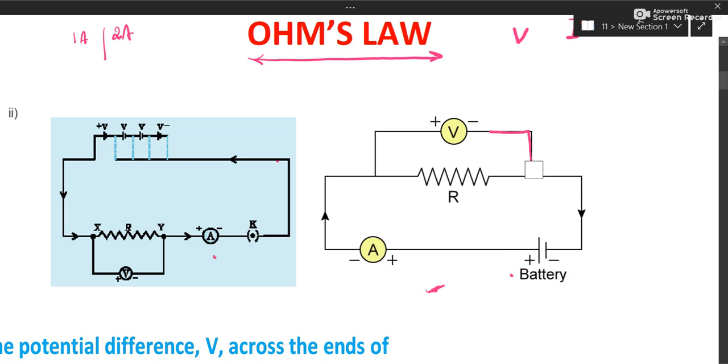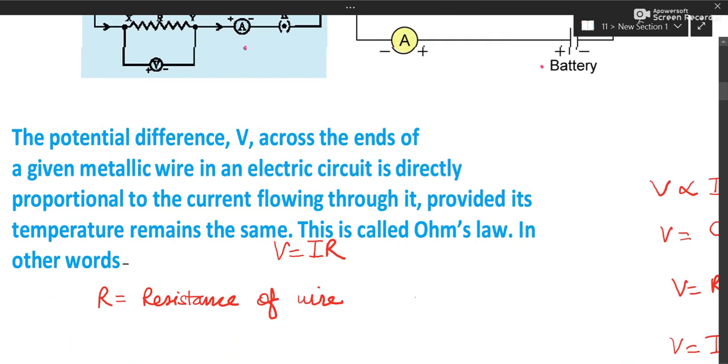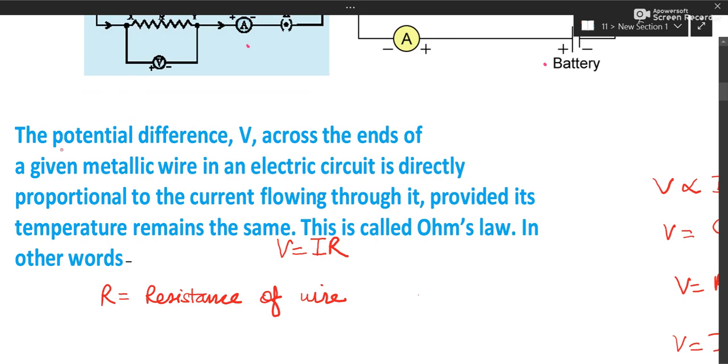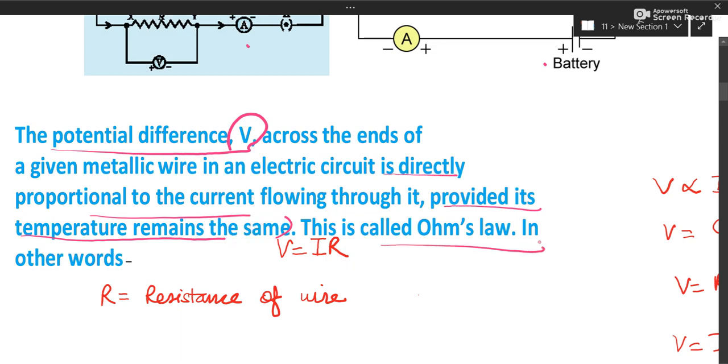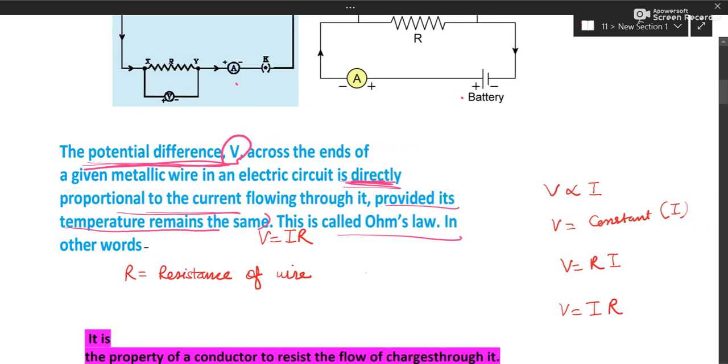So let us see what is the statement of Ohm's law. The statement is the potential difference V is directly proportional to current, provided temperature remains the same. Temperature remains constant, that is physical condition, room temperature, etc. are not changed. This statement is called Ohm's law. So basically the potential difference is directly proportional to current. This is the statement. So we'll see how to write it mathematically.